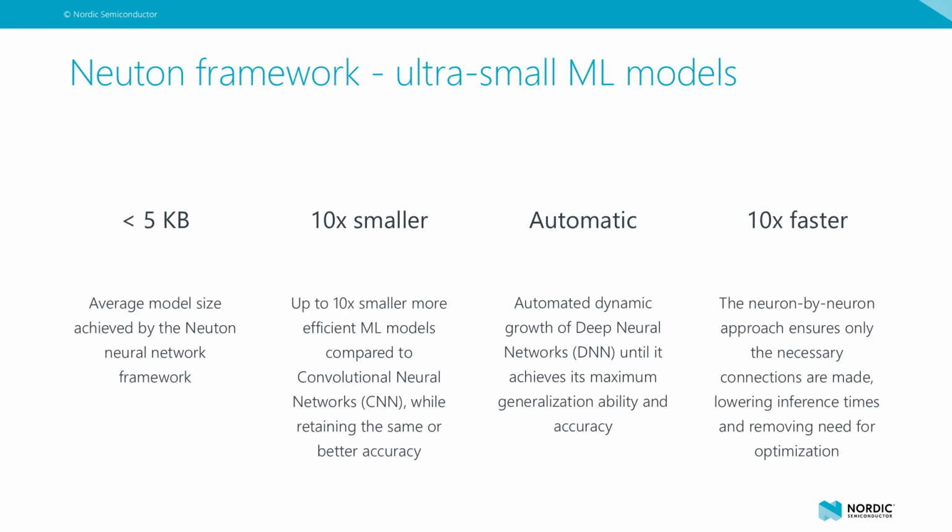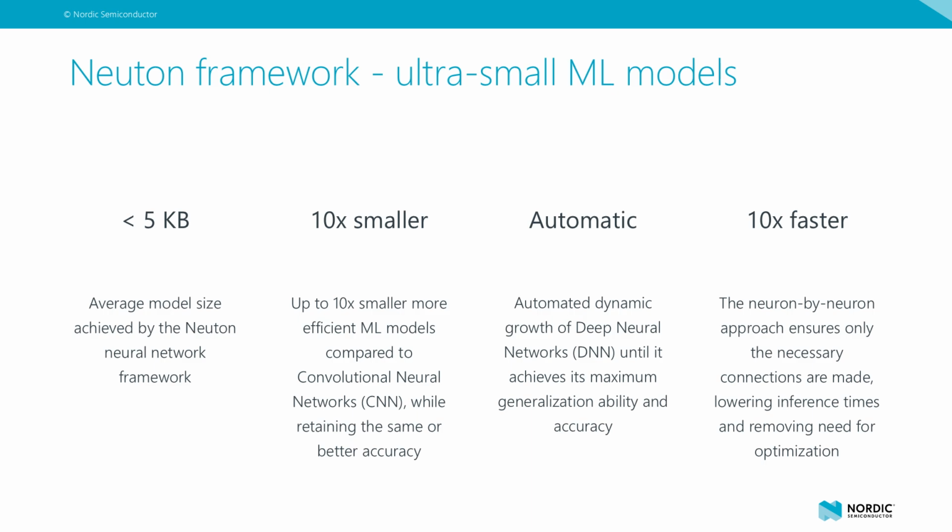So a few words about the Neuton framework. The Neuton framework is a unique framework for building ultra small ML models. The average model size for Neuton models is less than 5 kilobytes, and this opens up embedded ML and edge AI on devices that we thought previously were impossible. These models are up to 10 times smaller and more efficient than ML models that do the same task but are based on other neural network frameworks, but they still retain the same accuracy.